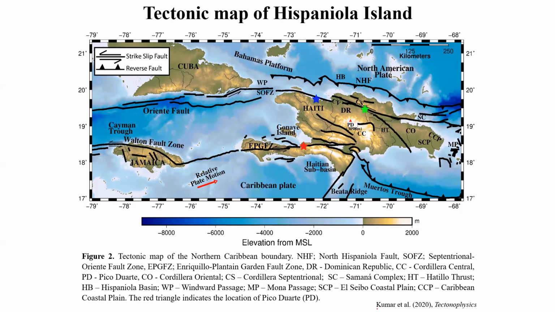So my student Sachin Kumar published a paper in Tectonophysics in 2020 about his results, where he used data from around 7 stations primarily located on the western part of this Hispaniola island. This island is basically divided into two countries. On the western side, Haiti is there, and on the eastern side, the Dominican Republic is there.